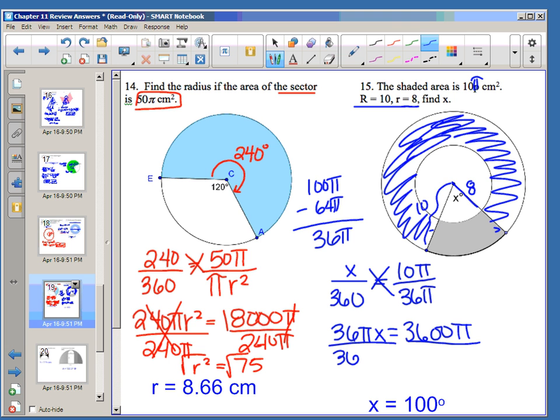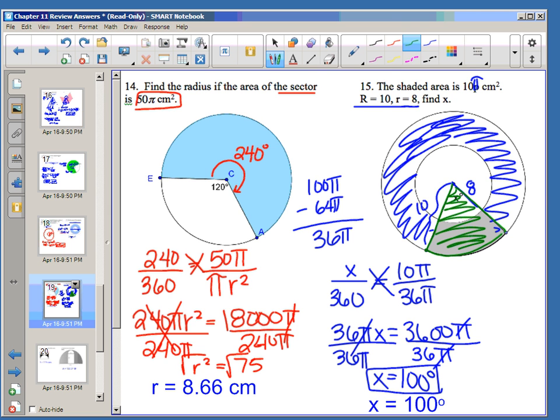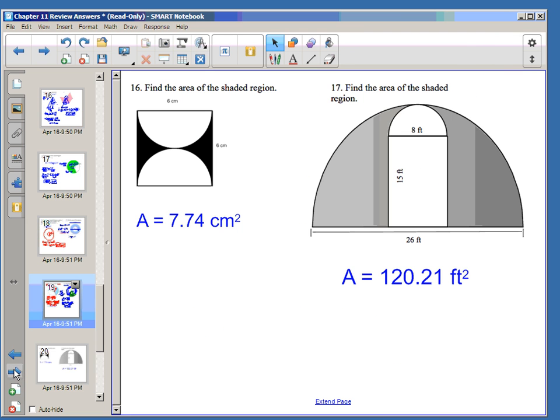Divide by 36 pi. Left with x equals, pi's cancel, 3600 divided by 36 leaves me with x equals 100 degrees. Right? Now, you could do this another way. You could find the area as if this whole thing was shaded, and then subtract off this guy. That takes a little bit more work. You have to deal with fractions twice. In this case, you only have to solve one proportion to do it this way.